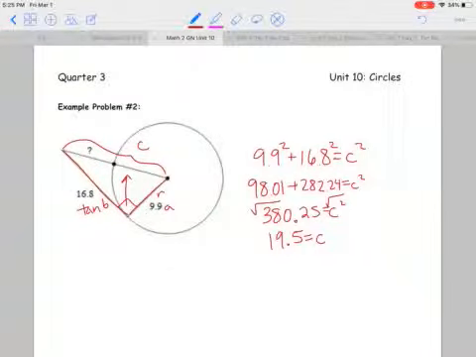And take a look at our picture. I want you to try and figure out, how do I get my question mark from C? So I know C is 19.5. Go ahead and pause the video and try to do that on your own right now.